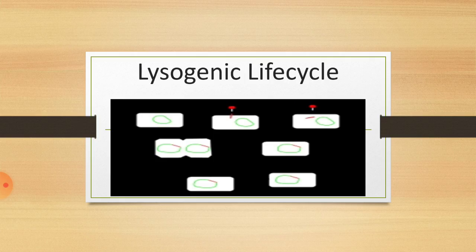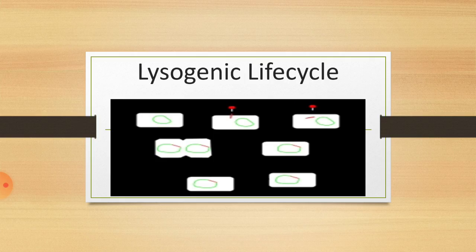So as you see in the picture, as soon as the viral genome enters the bacterial cell, it gets integrated with the bacterial genome, so that we can see the red colored structure as well as the green colored structure. They are formed like a ring, and that is the genome of both the virus as well as the bacteria. That is called prophage. That means the viral genome got integrated with the bacterial genome.